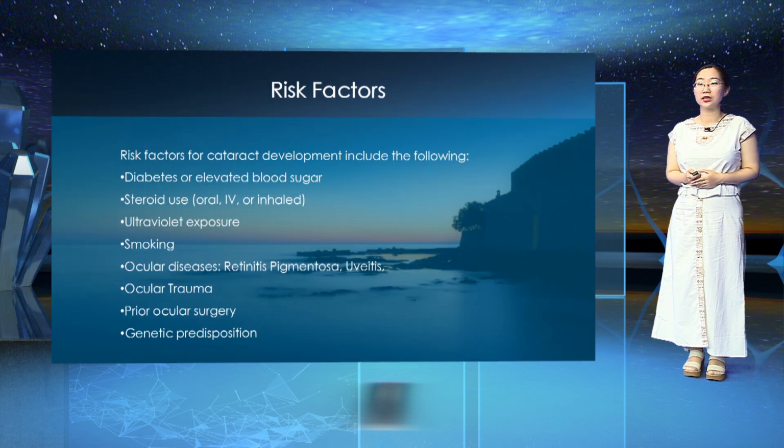Risk factors for cataract development include the following: diabetes or elevated blood sugar, steroid use, smoking, ocular disease such as uveitis, ocular trauma, prior ocular surgery, and genetic predisposition.